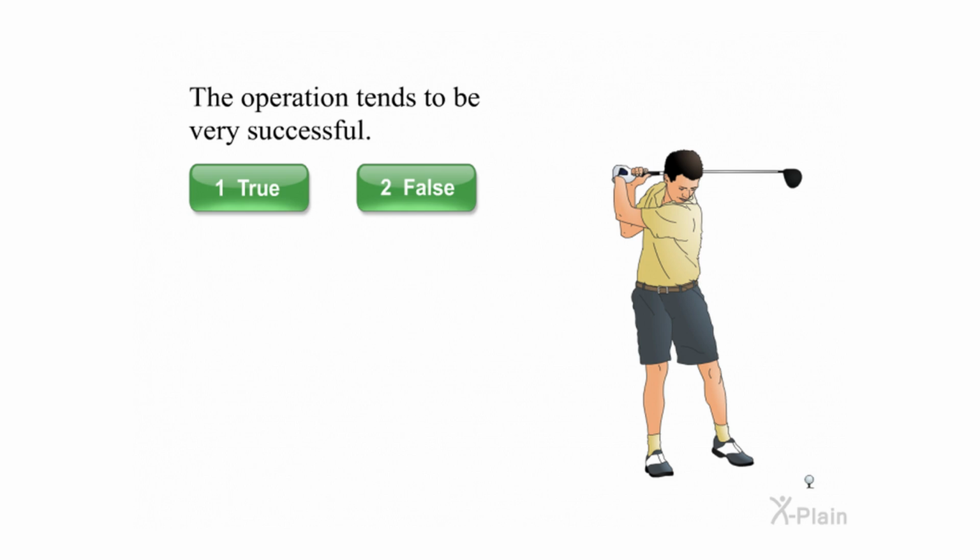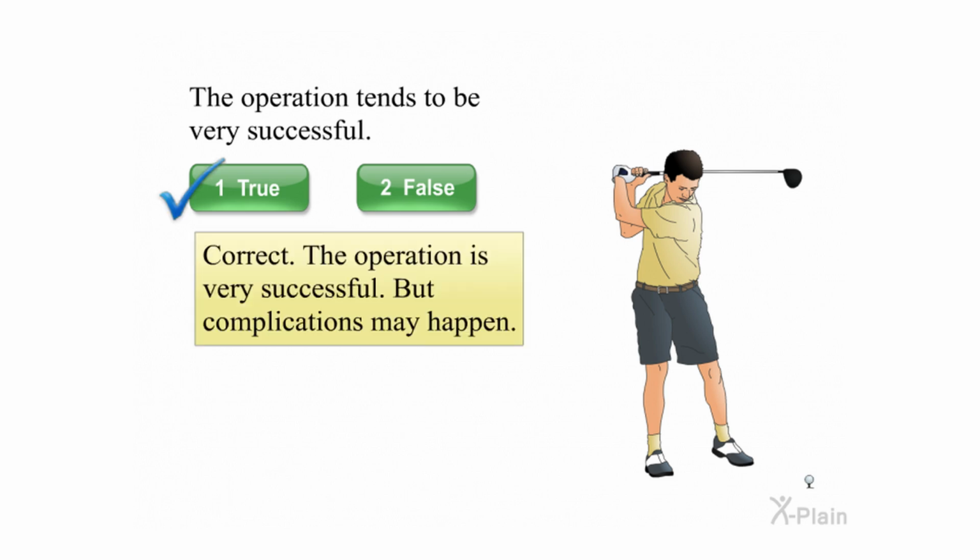The operation tends to be very successful. Select true or false. Correct. The operation is very successful, but complications may happen.